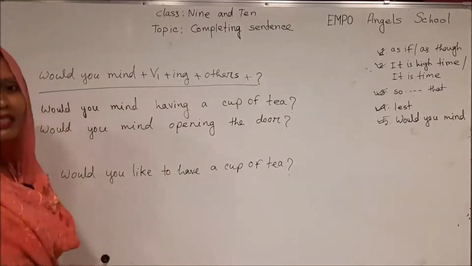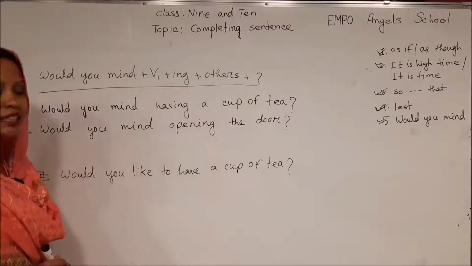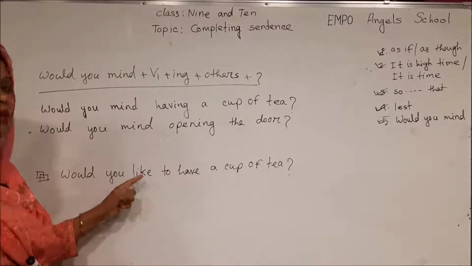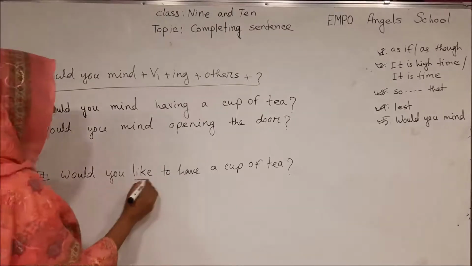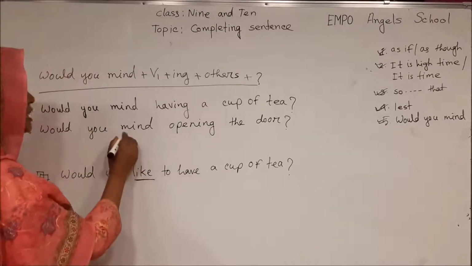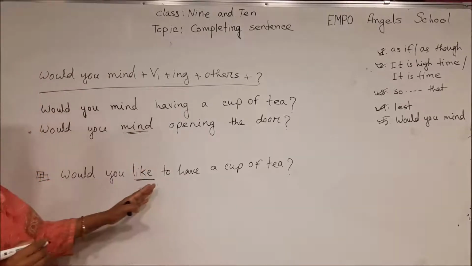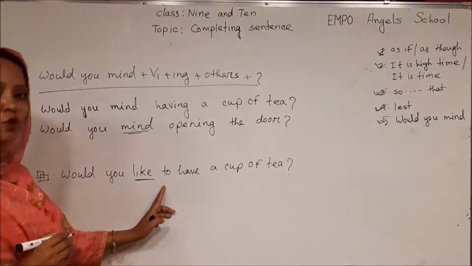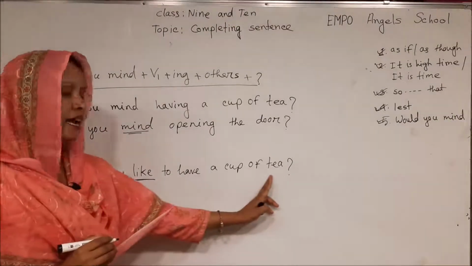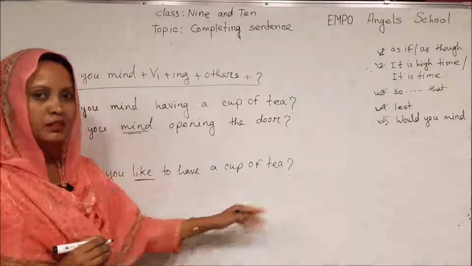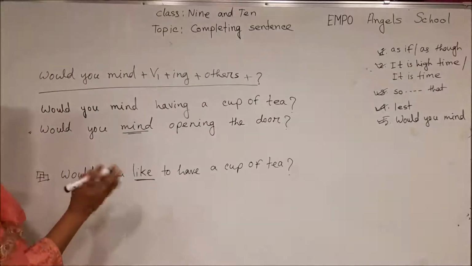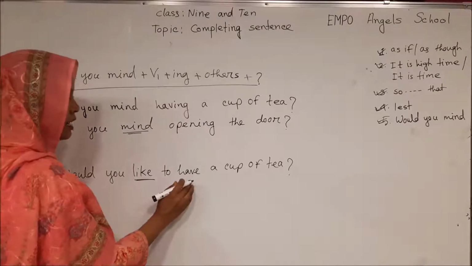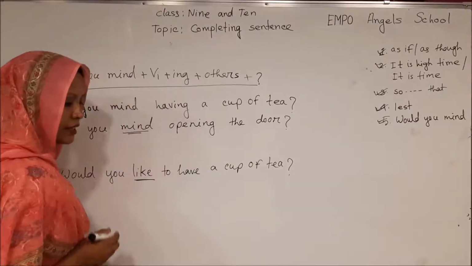But students, please remember that if you have "would you like" instead of "mind", then you can't add "ing" with the main verb. You have to take "to" and write verb one and others and question mark. I repeat, if you have "would you like", then you have to take "to" and then verb one and others and question mark.